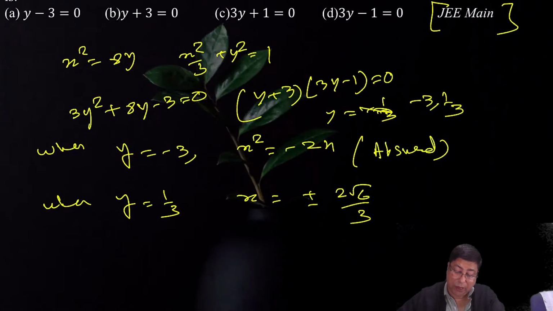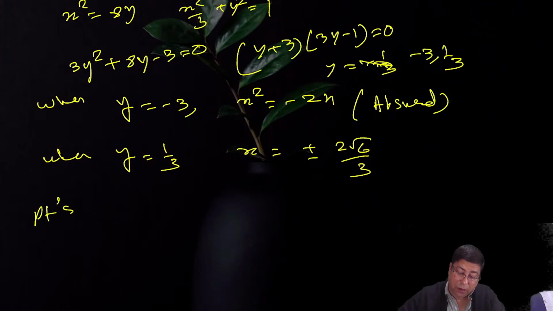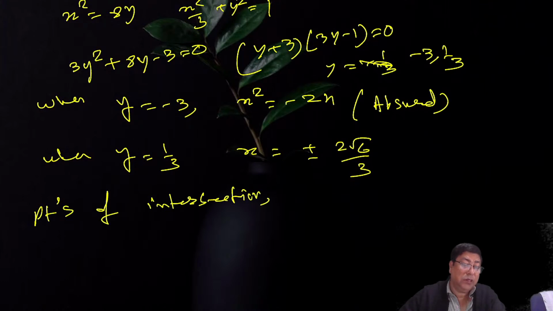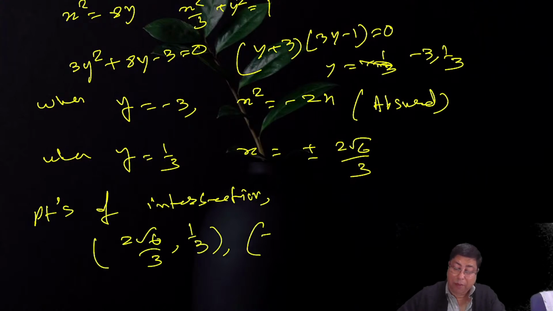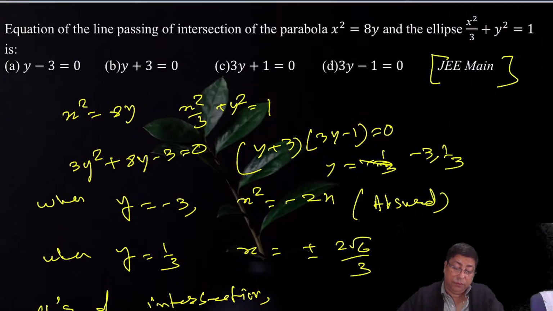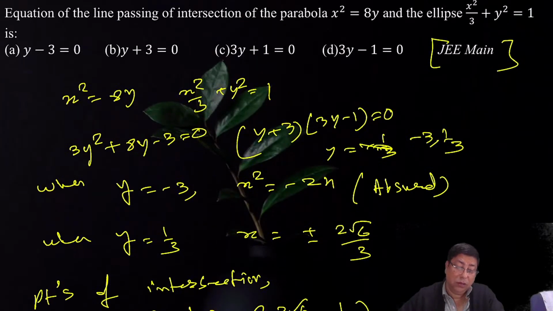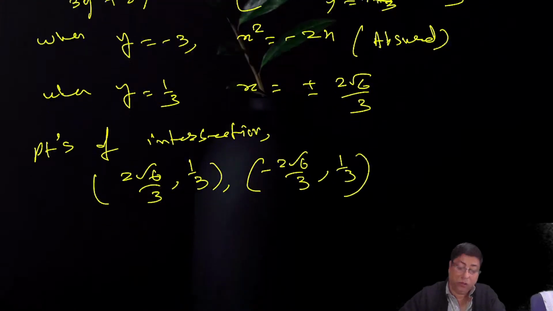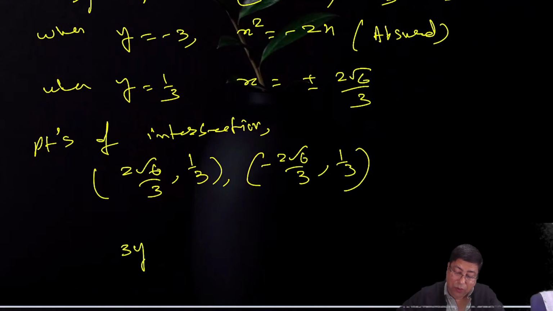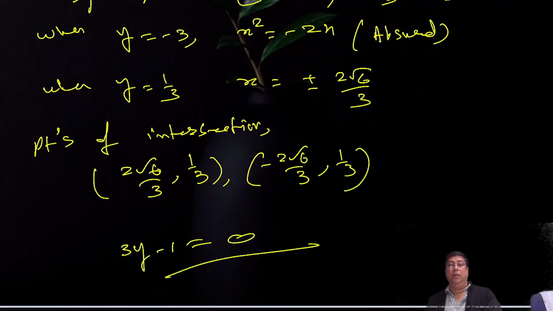Therefore, the points of intersection are coming: 2 root 6 by 3, comma 1/3, and minus 2 root 6 by 3, comma 1/3. So the required equation of the line, selecting the option, we are getting y equal to 1/3 as the final answer. So 3y minus 1 equal to 0. Done.